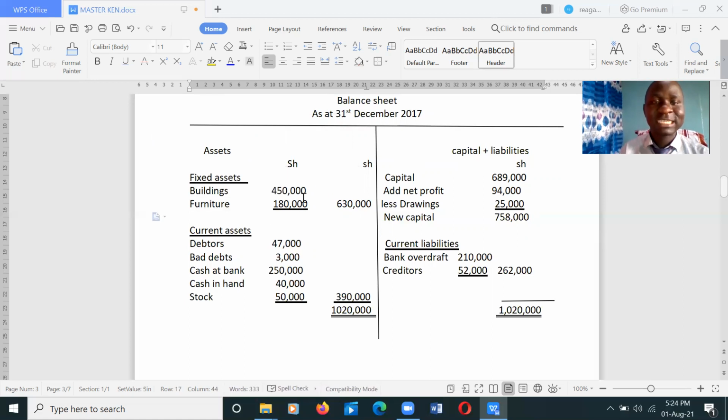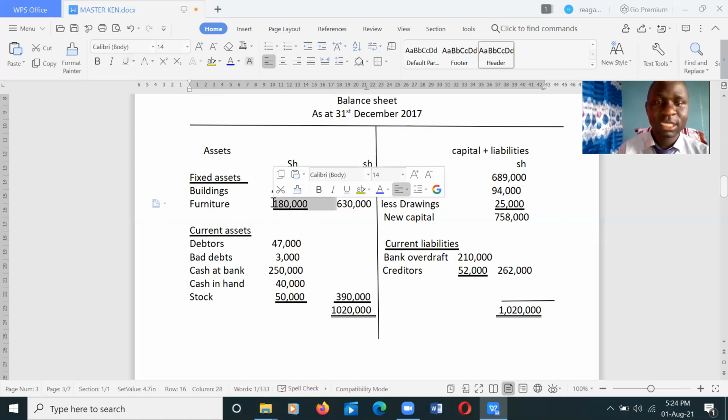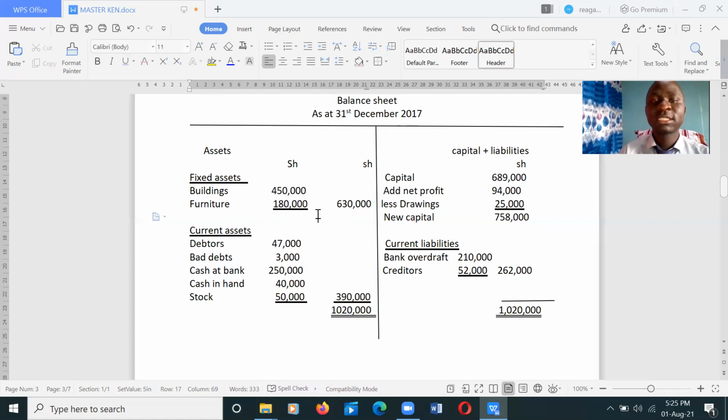Now, if fixed assets are more than one, you have more than one detail. Remember, you have to add them first in the first column here, as I've indicated. You have to add these two, 450,000 and 180,000. After underlining, I have summed up the two to get 630,000. What I get, I indicate on the right-hand side.